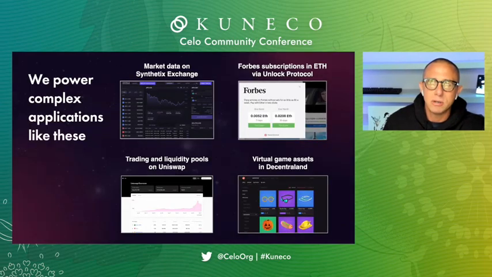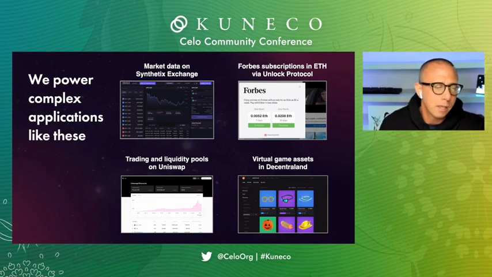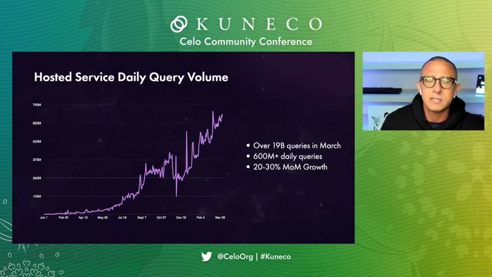Not only in the Web3 world, but you're also seeing people building apps in the traditional Web2 world, so companies like Forbes, virtual games, and things like that are being built using The Graph as the API layer. The volume for the hosted service, which is what we're going to be deploying on today, is an indicator of some of the growth that's been happening. Over 19 billion queries last month in March, over 600 million active daily queries, with an average growth of 20 to 30% month over month.